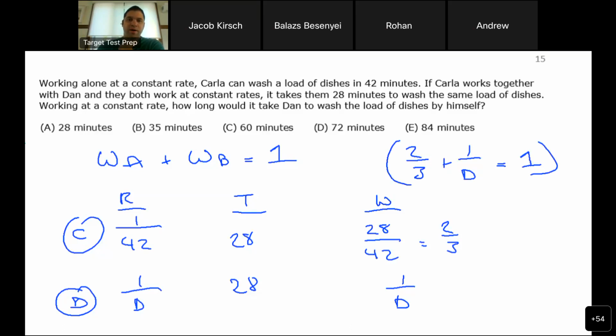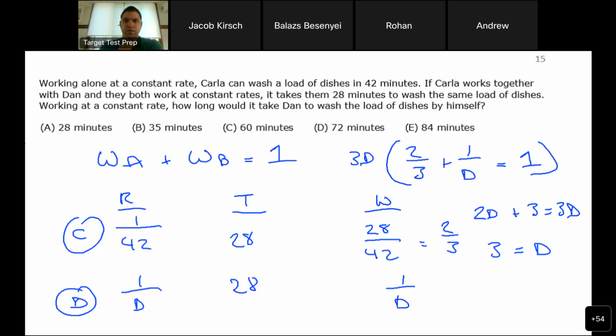You multiply everything by 3D. You get 2D plus 3 is equal to 3D. Just make sure that's correct there. 3 is equal to D. So yes, his rate is 1/3, but no, that is not correct. Something is off here. Let me see where I'm off.